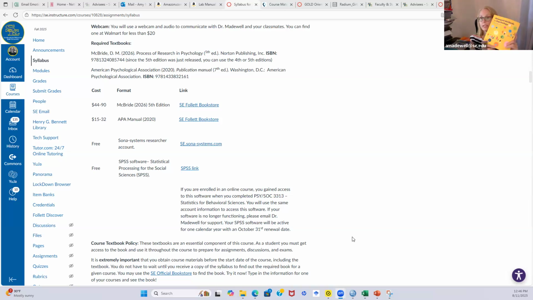Next is our required textbook. This is our McBride textbook. The 5th edition just came out. If you buy the 4th edition, which I was checking with emails and with students today, the library or the bookstore is still offering the 4th edition. That would be fine. Okay, this is the 5th edition. I like it. Both will be fine.